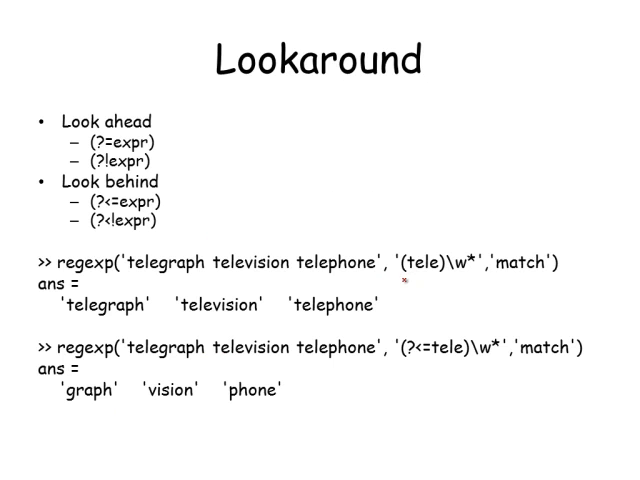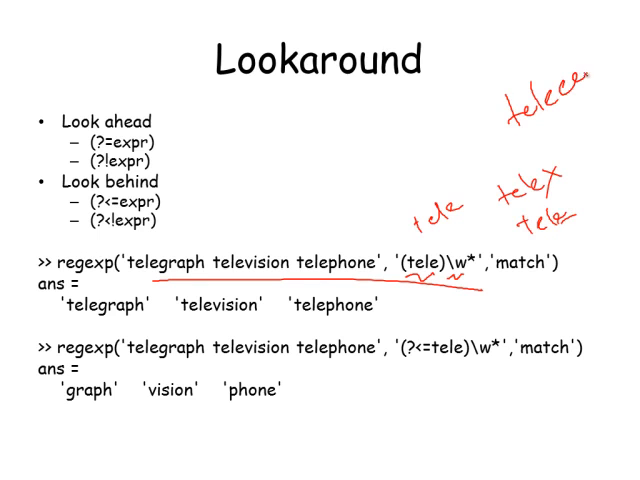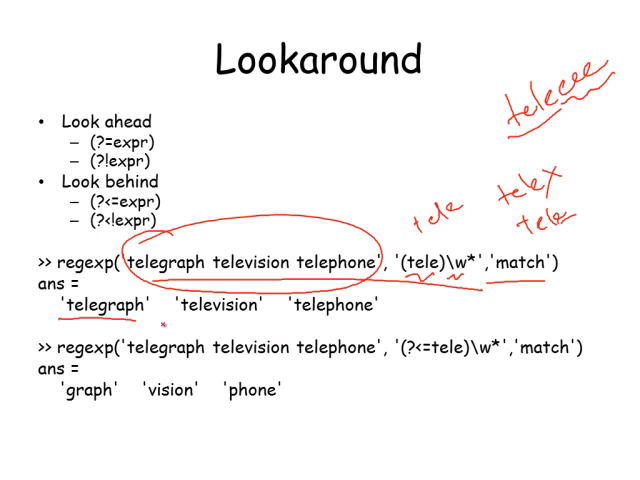So what you are interested in, in the first example, which does not have look around, is tele followed by 0 or more word characters. So you'll match tele, you'll match tele-x, you'll match tele_, you'll match tele-eee. So any tele followed by any word characters. Those are the things that it will match against. As a result, if you match from a string which contains telegraph, television, telephone, you'll get all of the words.